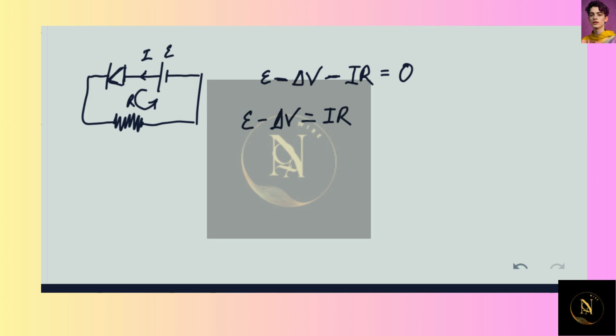But what is I? I is the same as the current in the diode over here, and we can replace this I with I naught (e to the power of e delta V over kBT minus 1). So this is the current passing through a diode equation, multiplied by R. Because they share the same current, they must have the same description, which is the current passing through the diode.